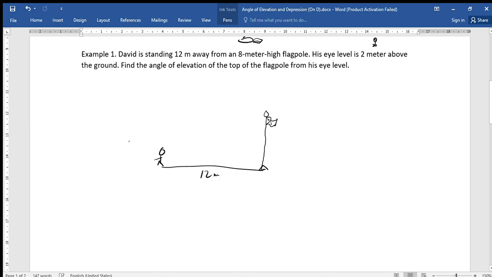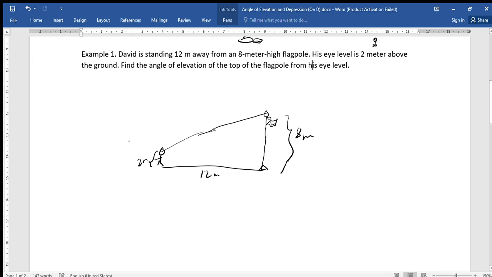Okay. Ngayon, his eye level, ito yung eye niya na. So, ibig sabihin, yung taas ng mata niya from the ground, above the ground, is 2 meters. Yan nga yung sukat ng flagpole, 8. Okay pa? So, yung haba nito hanggang dito sa dulo is 8 meters. Okay pa? So, the question here is, find the angle of elevation of the top of the flagpole from his eye level. So, ito yung mata niya. Siyempre, titingnan yan. Yung line of sight natin dito.